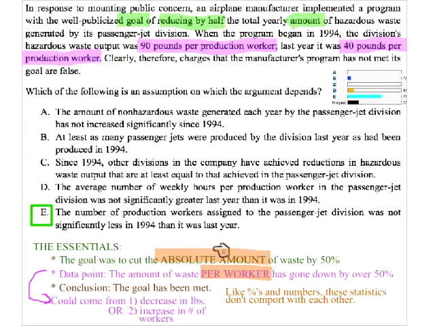You're going to go outside the argument, but you still have to stick to the only topics that are at hand here: amount of waste and number of workers, and then amount of waste per worker. So any statistic that doesn't have a bearing on these things is not going to affect the argument. It doesn't matter how many jets we made. It only matters how much waste was produced by how many people. So, okay.